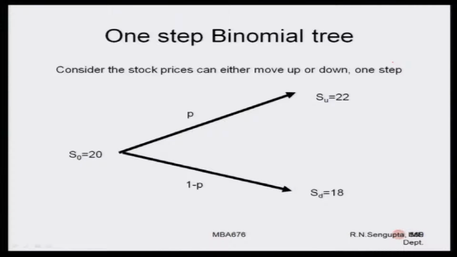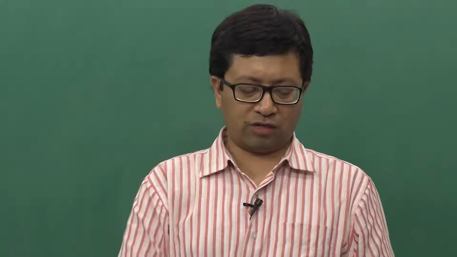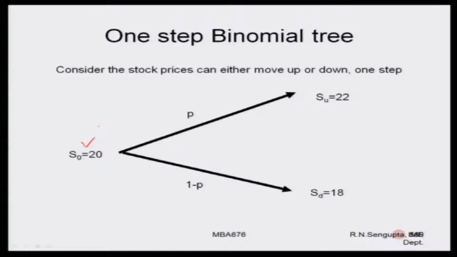Now, consider a simple example. You have a stock price which can either move up or down. What I mean by a binomial tree is that there are two arms. It can be multinomial also, depending on how the prices are fluctuating. So, we will consider S0 as the spot price, and the price increase and decrease are given by the probabilities p and 1 minus p.